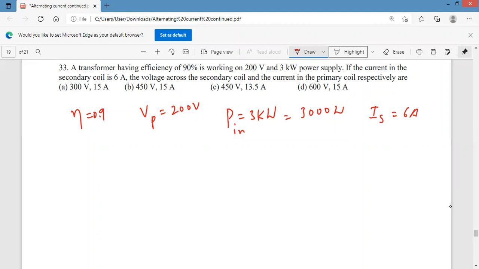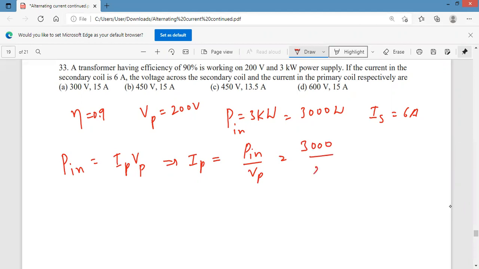So the input power is given. Very simple, input power is equal to primary current into primary voltage. That implies input or primary current is equal to P input by Vp. That is 3000 divided by 200. 0 cancel. 30 by 2 is 15 ampere. It's 15 ampere.